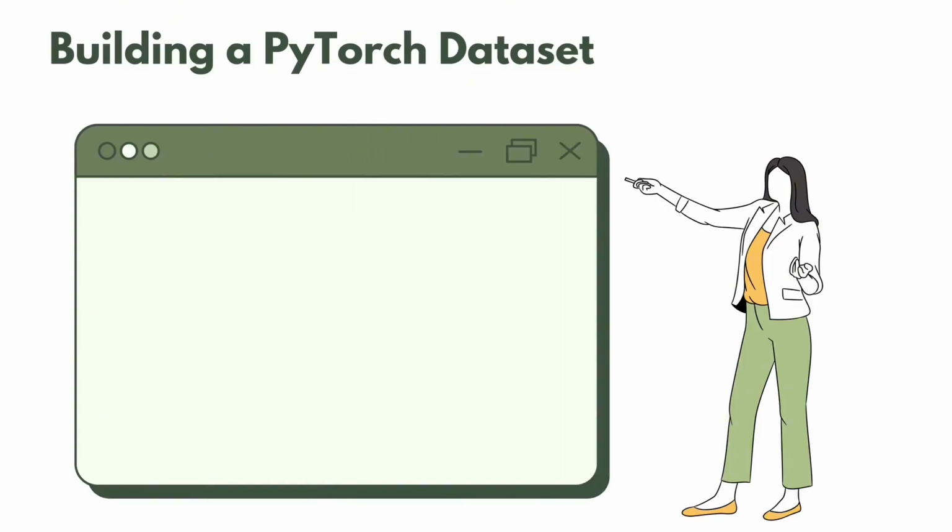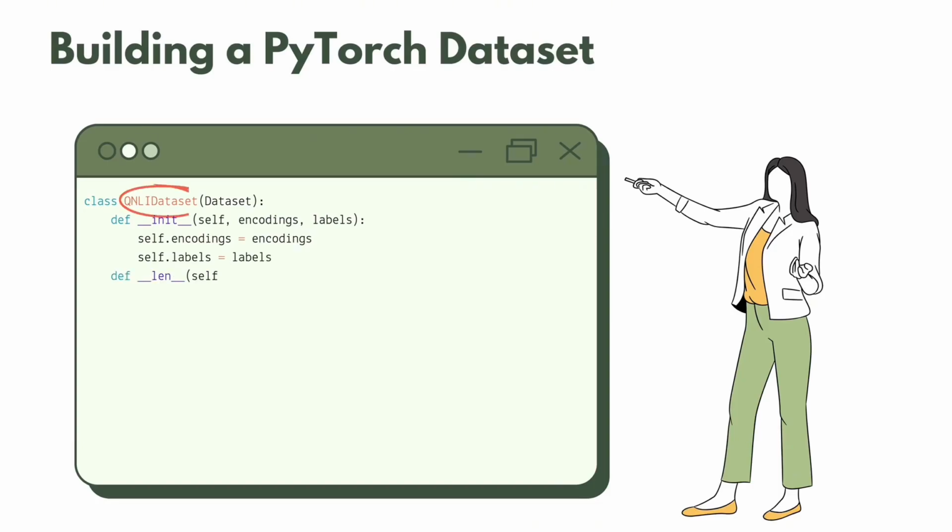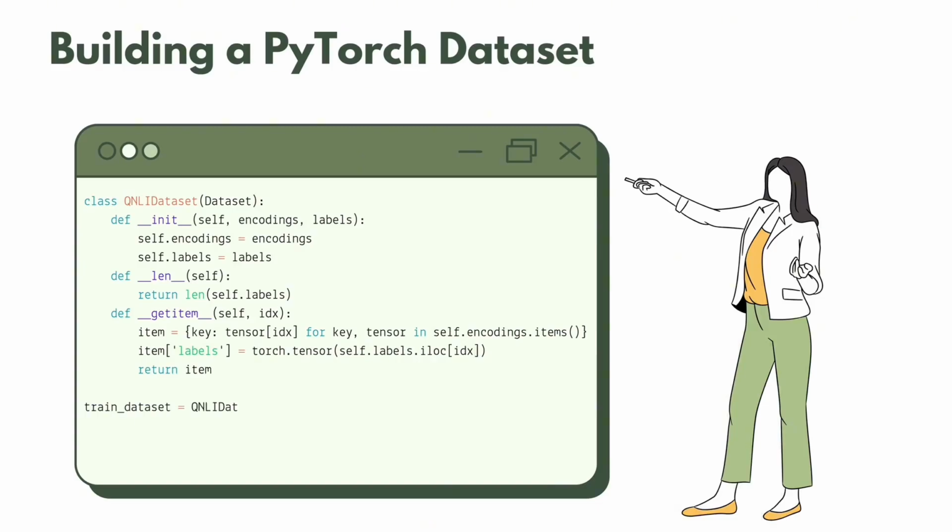To feed data into the trainer, we need to wrap our encodings and labels. For that, we create a simple QNLI dataset class by subclassing Torch Dataset. We store the pre-computed encodings and the labels. The getitem function grabs each tensor slice at an index and adds a labels field by converting the corresponding pandas label to a PyTorch tensor. The function in the end returns a dictionary with model inputs plus the label that can be used in the model building.